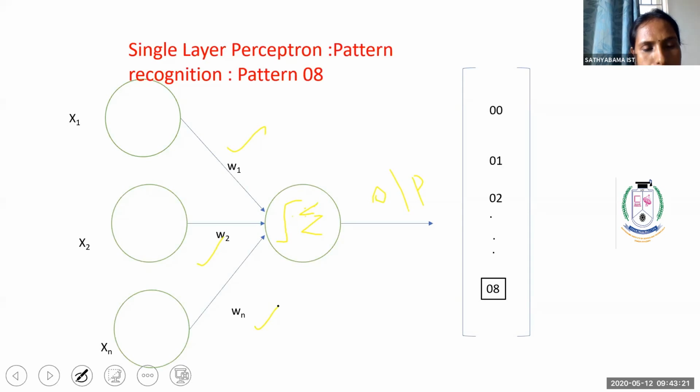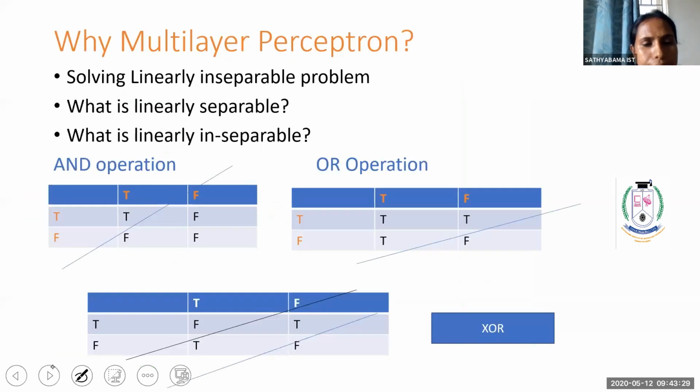You might already have discussed the algorithm and numerical problem earlier in your previous class. Now we move on to the next. Today's session is the multi-layer perceptron. Why do we want to go for the multi-layer perceptron? Why can't we solve certain problems in the single layer perceptron? What kind of problem can we not solve with the single layer perceptron? That is what we are planning to discuss now.